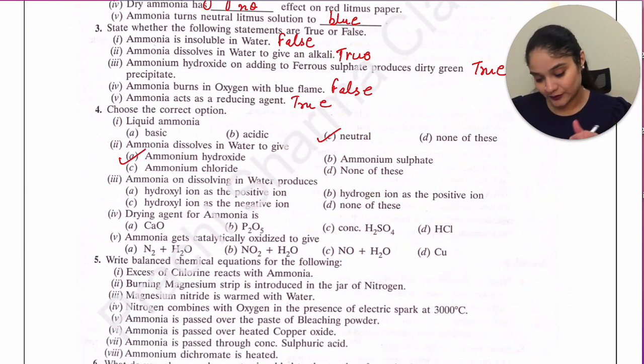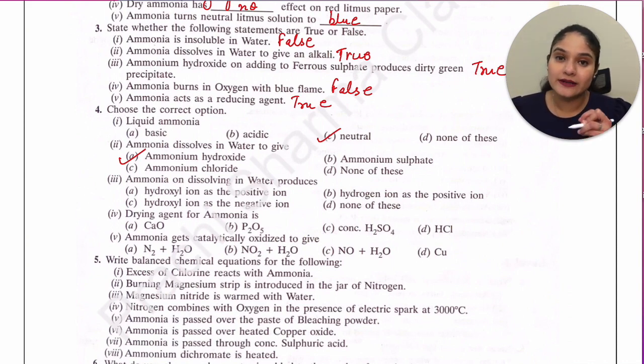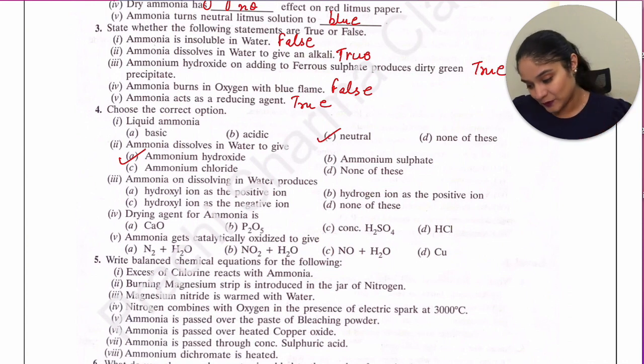Then the next question is ammonia on dissolving in water produces which ions? So it will give you hydroxyl, OH negative ions, because it is basic in nature. So the answer would be hydroxyl ions, basic. The drying agent for ammonia is calcium oxide, or quicklime.